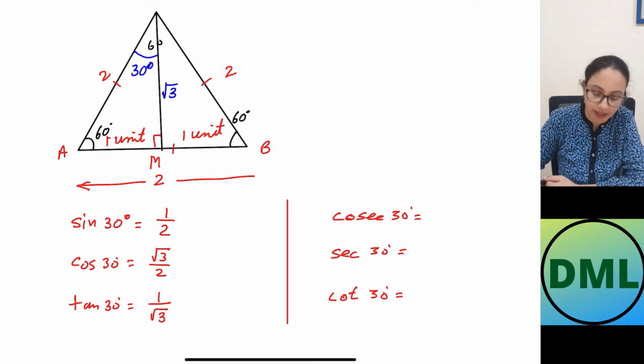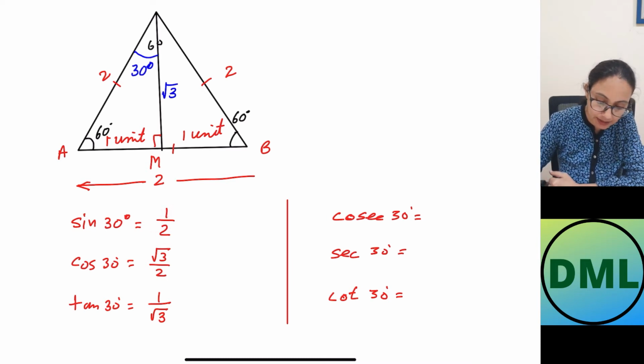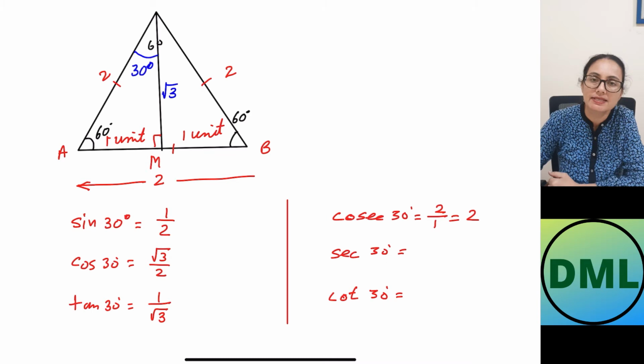Now I will write down the answer for cosec 30 degrees. Cosec 30 degrees is 1 over sine 30 degrees. So that means I need to flip this answer. So that means cosec 30 degrees is 2 over 1, which is 2 here. Now I will look for sec 30 degrees. Sec 30 degrees is 1 over cos 30 degrees. Cos 30 degrees is root 3 by 2.